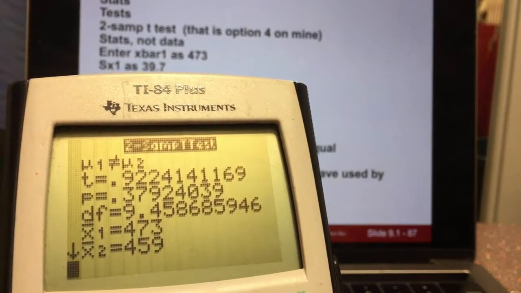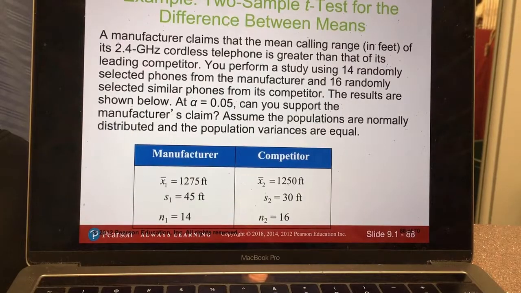All right, so here we have another example. A manufacturer claims that the mean calling range in feet of its 2.4 gigahertz cordless telephone is greater than that of its leading competitor. You perform a study using 14 randomly selected phones from the manufacturer and 16 randomly selected similar phones from its competitor. The results are shown below. At alpha is 0.05, can you support the manufacturer's claim? Assume the populations are normally distributed and the population variances are equal.